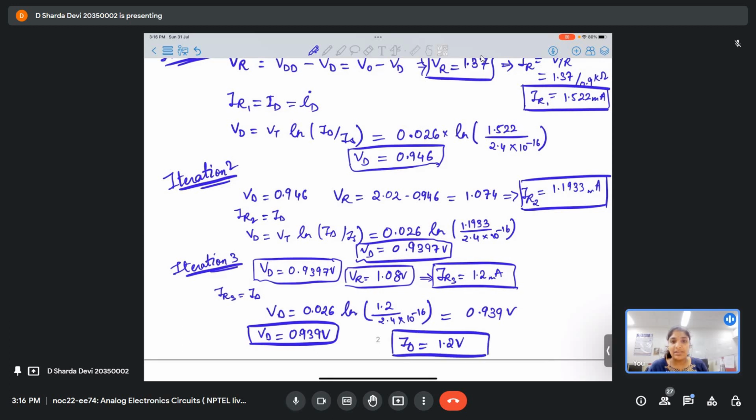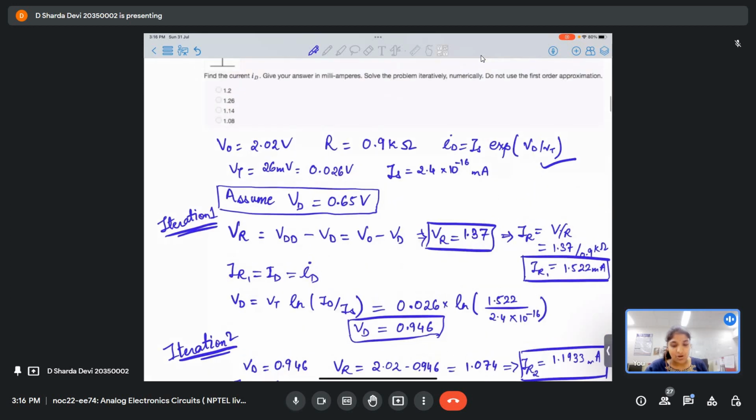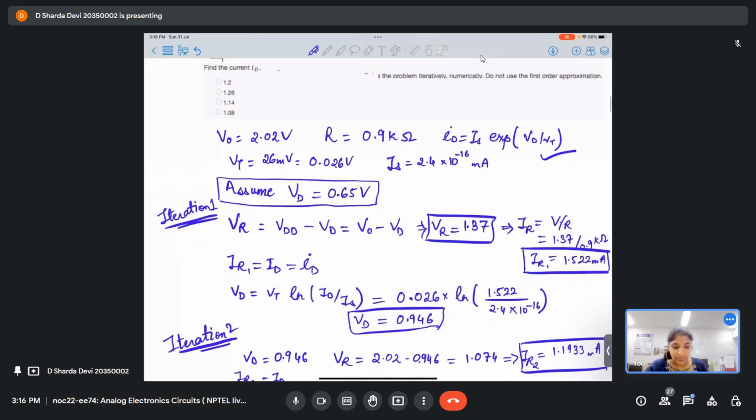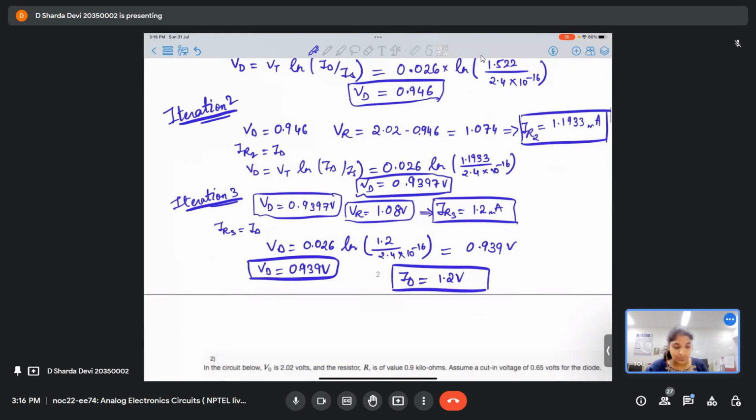So we could finally reiterate and get the final answer, right? The correct answer here is option A, that is 1.2 milliamps. If you want to check further, we can go for this value and solve the equation again, and we'll again get 1.2 milliamperes only.